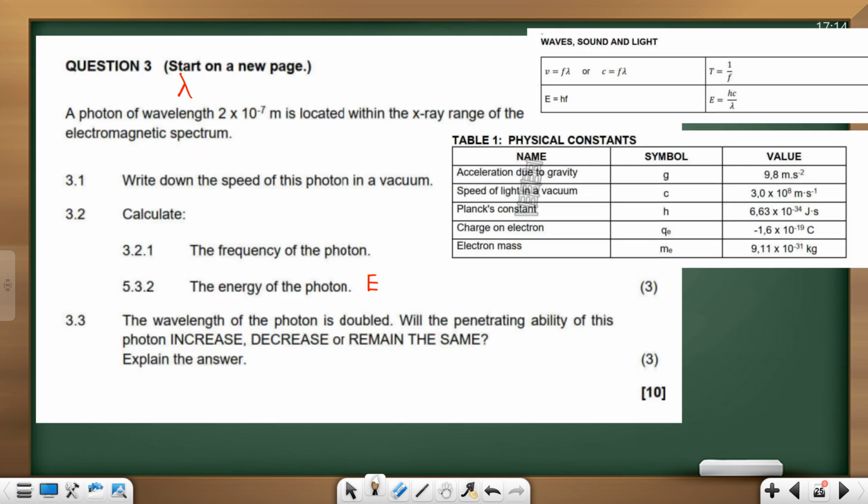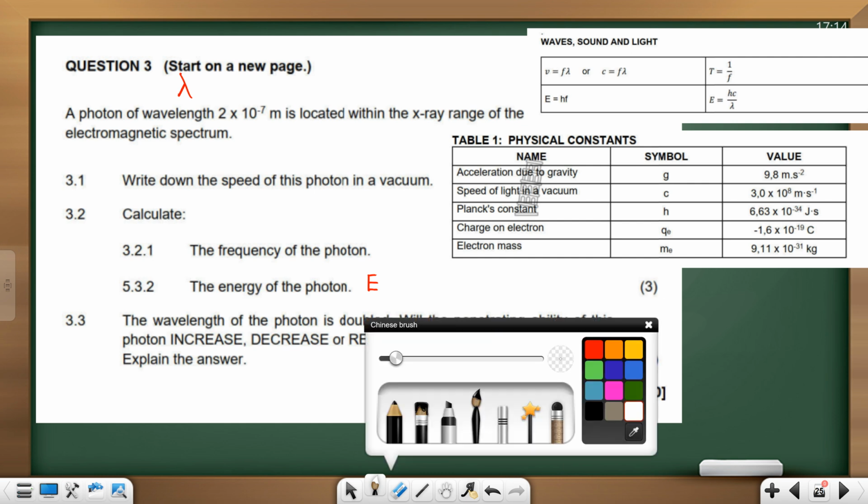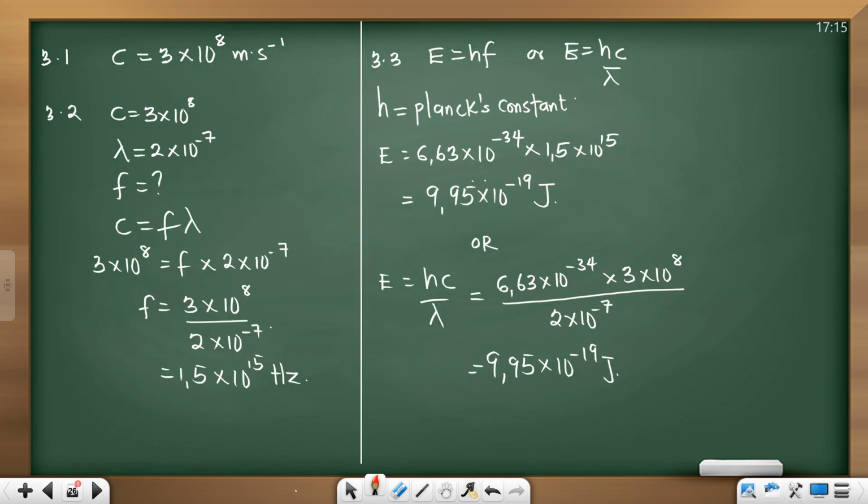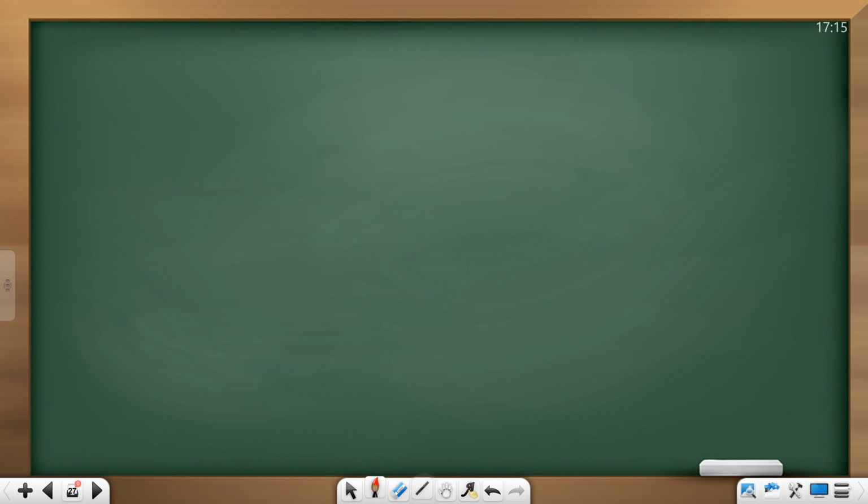The wavelength of the photon is doubled. Will the penetrating ability of the photon increase, decrease, or remain the same? Explain your answer. All right. When the examiner says penetrating ability, the examiner is referring to the energy. My beautiful learners, let's go and do physics now. Let's look at the formulas.